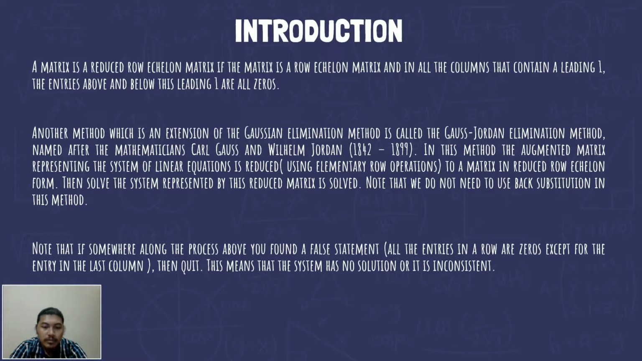The augmented matrix, representing the system of linear equations, is reduced to a matrix in reduced row echelon form using elementary row operations in this method. The system denoted by the reduced matrix is then solved. It is important to note that in this method we do not use back substitution.